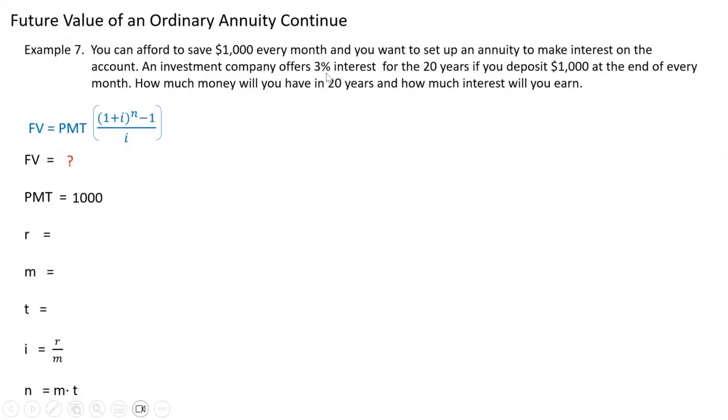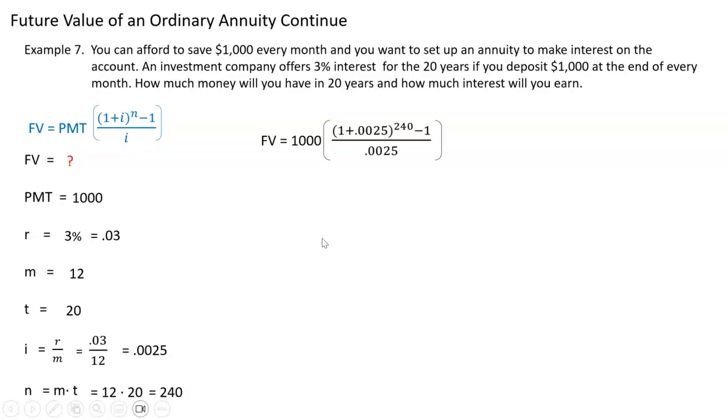The R, the interest rate, is 3%, which will be 0.03. My M, which is compounded at the end of every month, is going to be 12, right? At the end of every month is 12. The time is, let's say, 20 years. Okay. My I is R divided by M, which is 0.03 divided by 12, will give us 0.0025. And my N, the number of payments, will be M times T. 12 times 20 will give us 240.